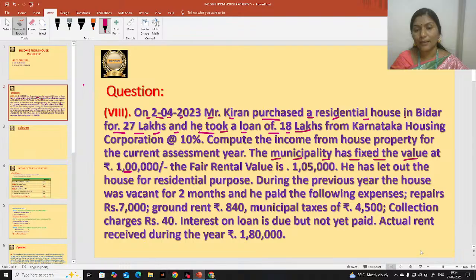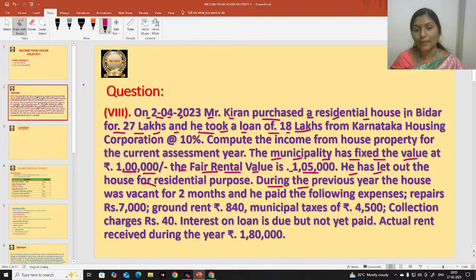So here municipal valuation is given, the value is how much? 1 lakh. So 1 lakh is the municipal rental value. And fair rental value means FRV. So FRV is how much here? FRV is 1,05,000. So first let us discuss the question, then we will take all the details whatever we require from the question. Okay. So next, what is here? Fair rental value is 1,05,000, and he has let out the house for residential purpose. So he has given the house on rental basis for residential purpose.